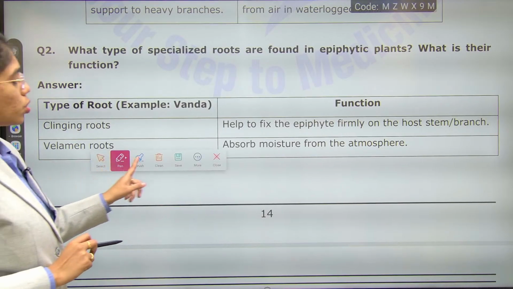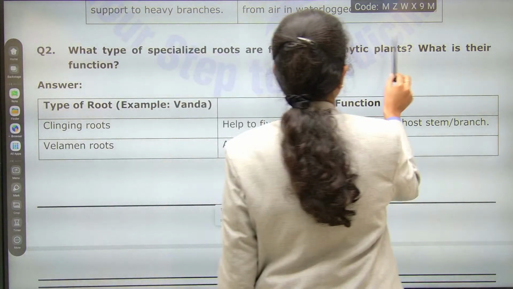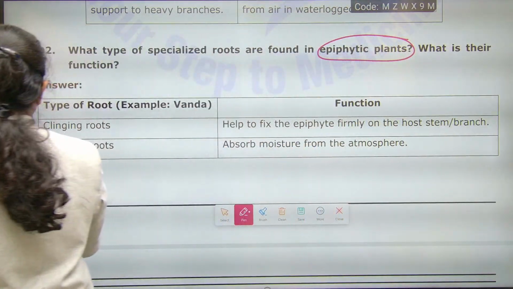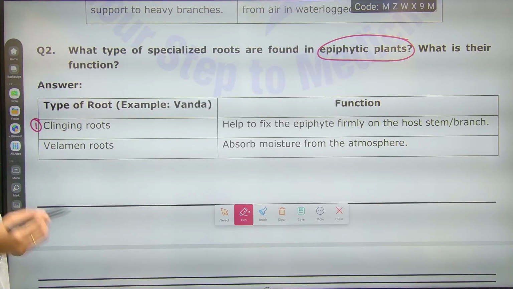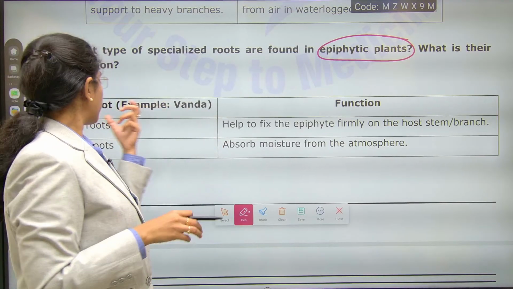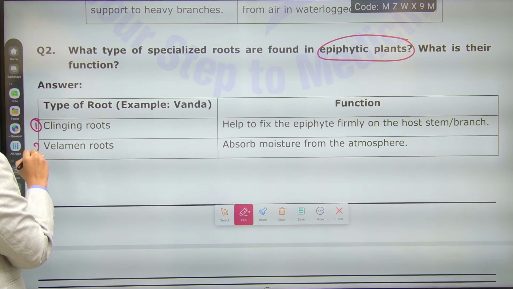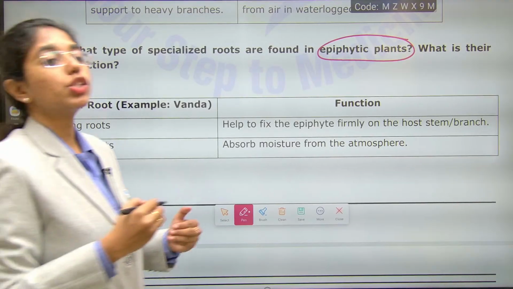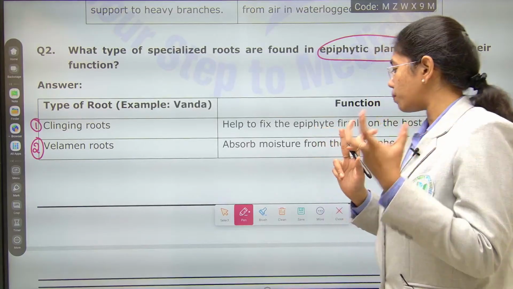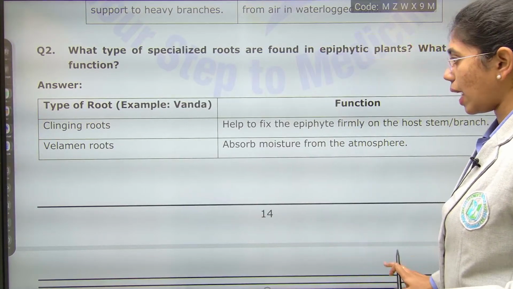What type of specialized roots are found in epiphytic plants? What is their function? First is clinging roots. Clinging roots will help to fix the epiphyte firmly on the host stem. Second is velamen roots. Velamen roots will absorb moisture from the atmosphere in and around the epiphyte. Okay, this is about clinging roots and velamen roots.